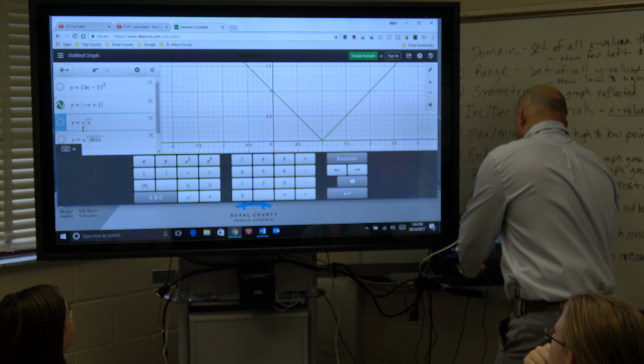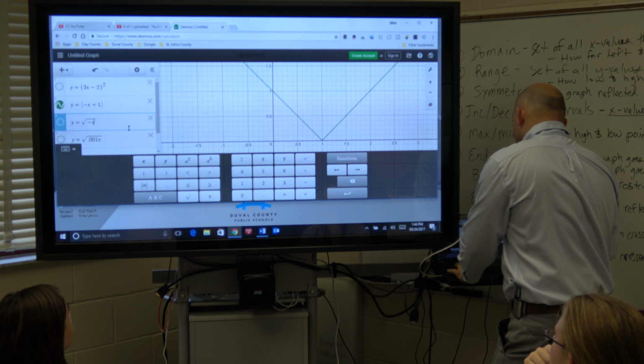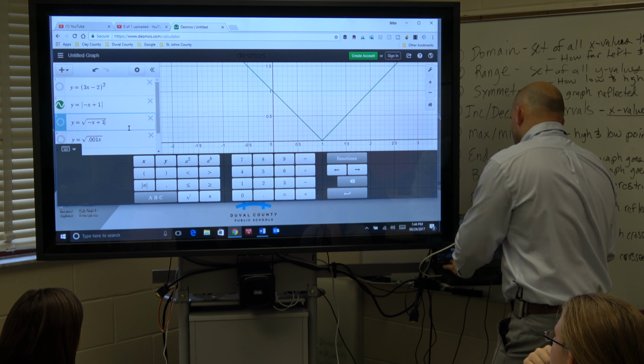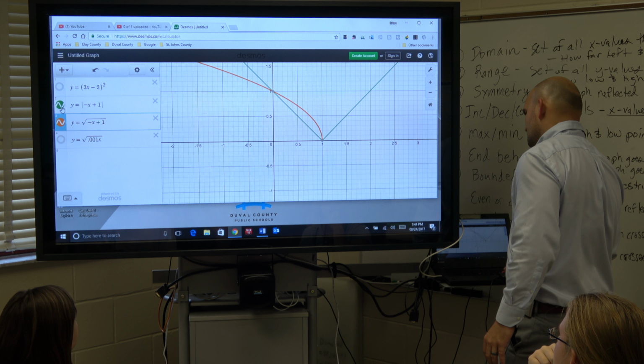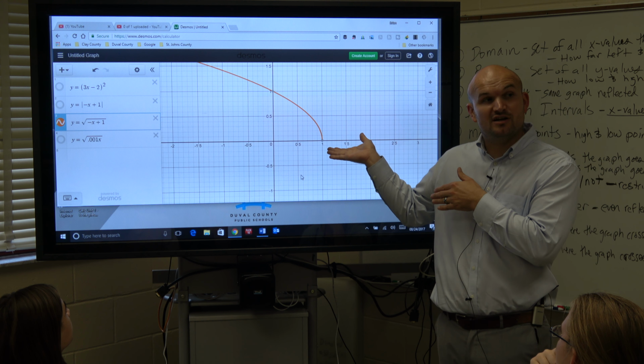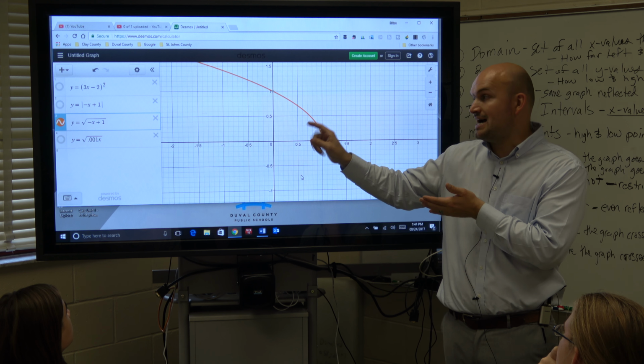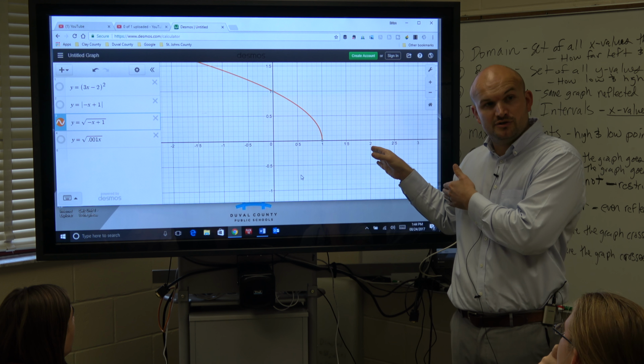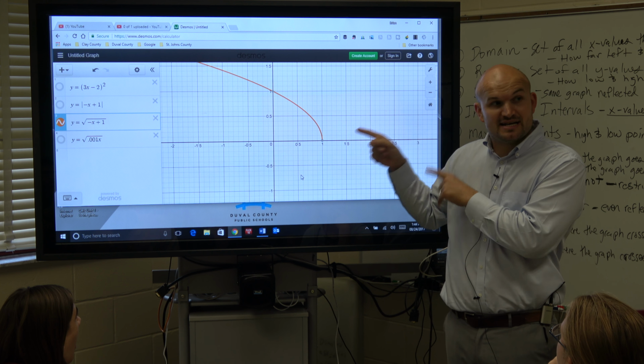A lot of people get confused with it because this is a symmetrical graph. But you can see here, B is still negative 1. It's still being reflected about the y-axis, and it's also being shifted to the right, because I'd have to factor that out.